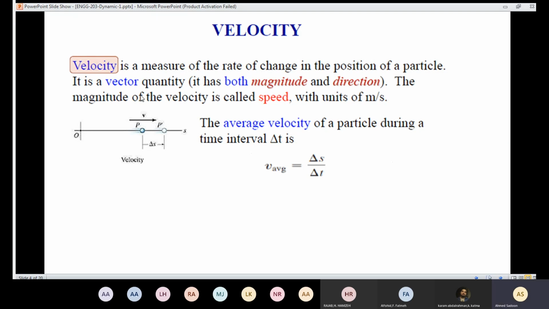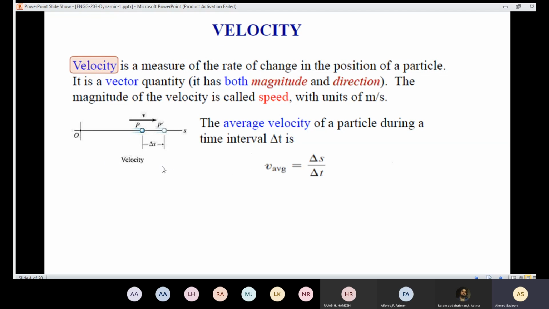Okay, so in this case, the velocity is the measure of the rate of the change in the position of a particle, and it's a vector quantity. The velocity of a particle has magnitude and it has direction. So here in rectilinear motion, the direction is here. So the particle is going to have velocity from here to here. The magnitude of the velocity, we call that the speed. The speed is the magnitude of the velocity. So in order to define the velocity, I need to know the direction and I need to know the magnitude. That is why it's a vector quantity.